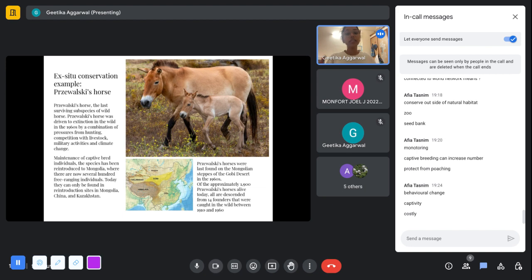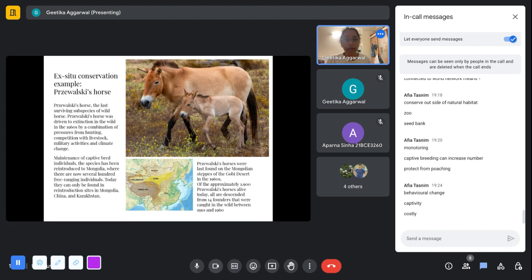So you might think that they might have this founder effect in them. That might be true, but at least we have the species. It is still alive. It's not gone extinct. And now you can find it in Mongolia, China, and Kazakhstan. You can find it in all these areas. This is Mongolia, this is China, and this is some part of Kazakhstan. So this is one of the success stories of ex situ conservation.